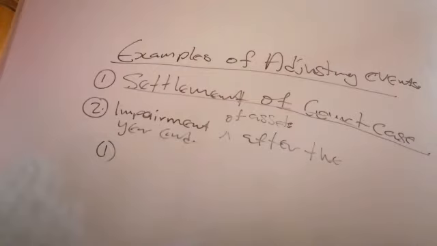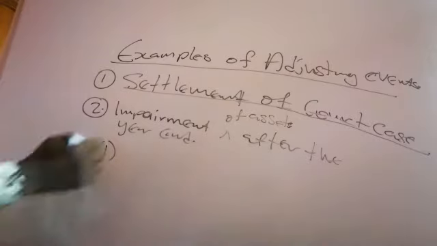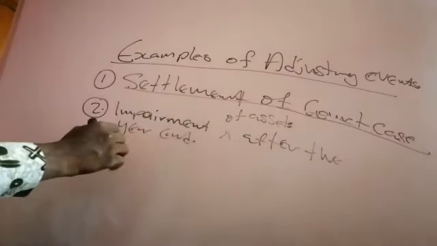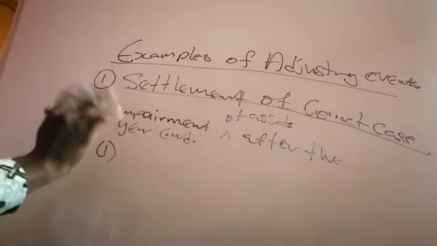When a customer has been declared bankrupt after the year end, it confirms that a loss existed at the end of the reporting period, on any amount that you are yet to receive. So that's the true receivable. So bankruptcy of a customer. Let's just summarize it. Fine, good.